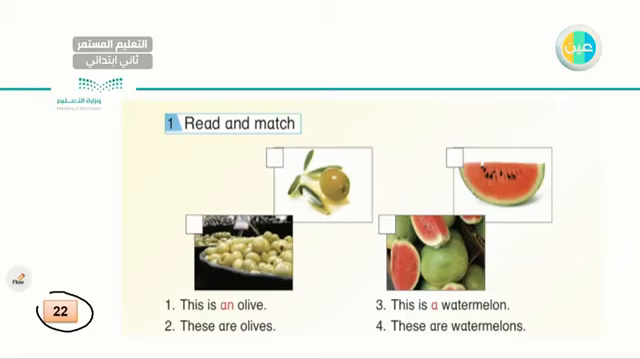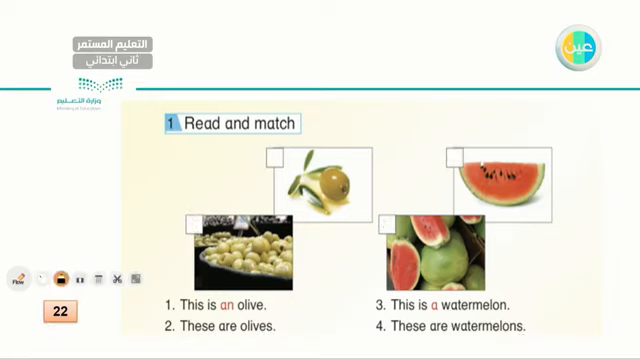This is an olive. Where's the olive? I have just one olive. Very good. This is number 1. This is an olive. How about the olives? My dear student, where are they? Very good. These are olives. Plural, not singular, plural. Number 3, this is a watermelon. I have just one, a watermelon. Very good. This is number 3. And this is number 4, watermelons. I have it here as a plural. Remember, I only use the article a and an with singular, okay?